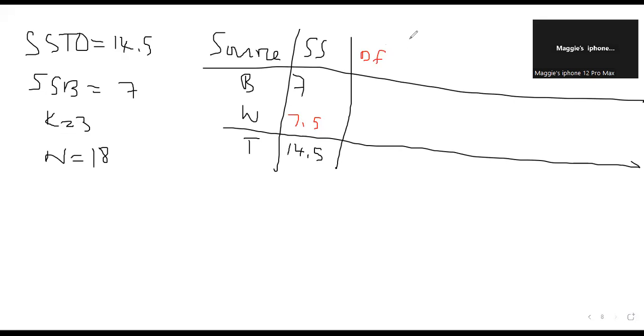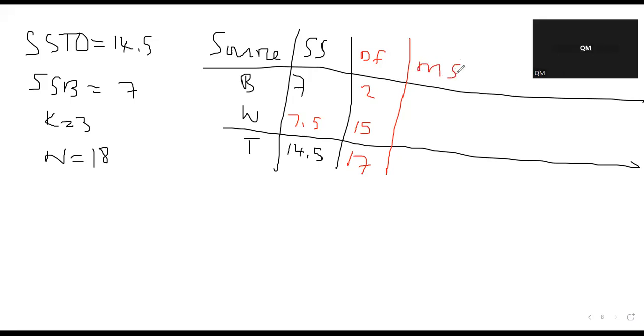Degrees of freedom: K minus 1, K is what? 3. 3 minus 1 is 2. Then here, N minus K, our N is 18 minus 3, which is what? 15. Then the total here, just add up, or subtract 1 from the total. 18 minus 1 should also be the same, 17. Are we together this far? Yes.